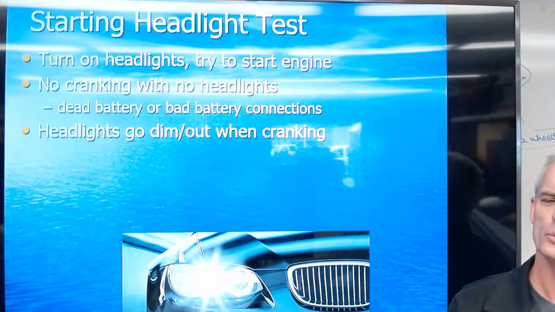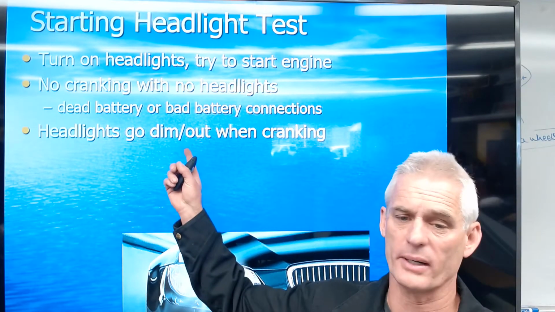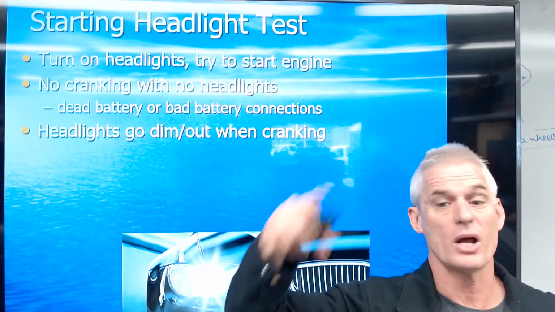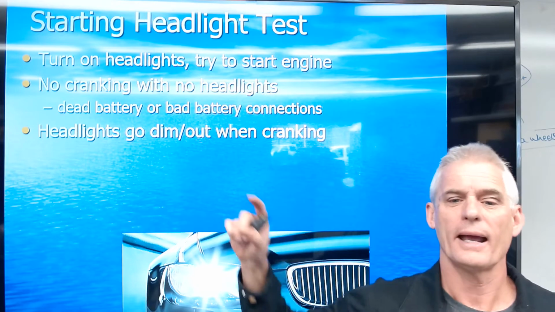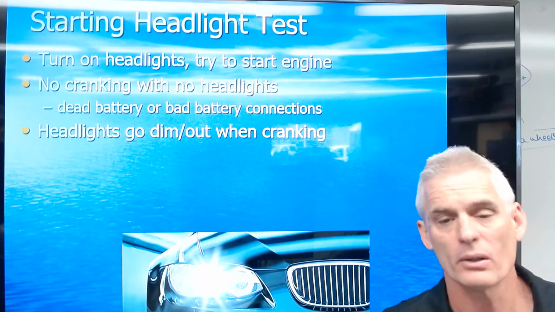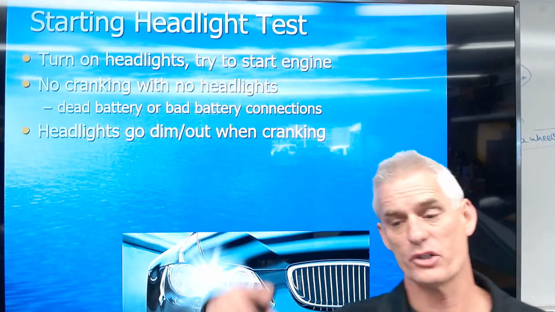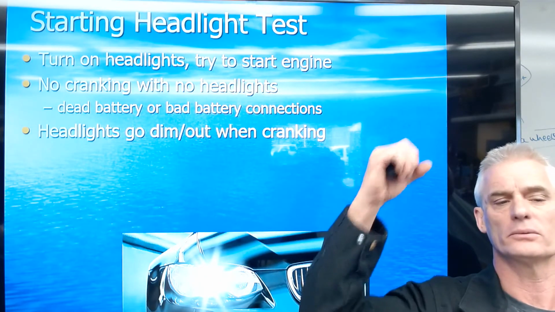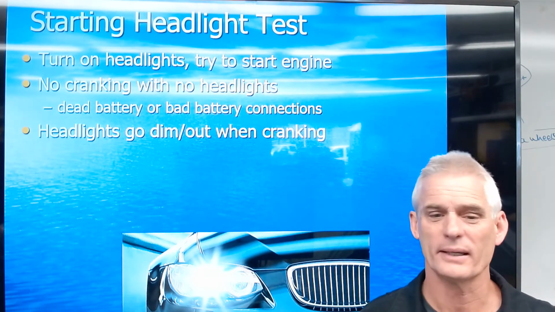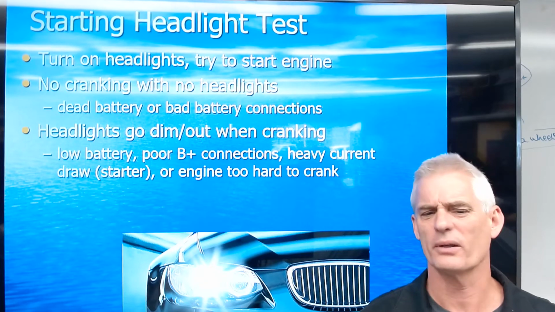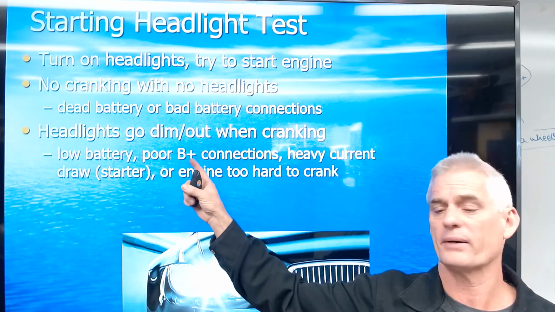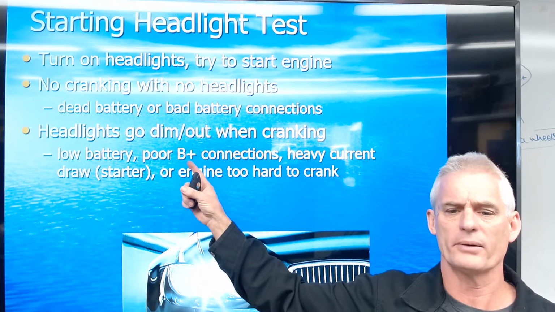If the headlights go dim or out when we're cranking the engine, so we go to crank the engine, but the engine's not turning over, and they dim way down, or they actually go out, or the engine does crank slowly, and the headlights are real dim, or maybe they go entirely out while it's cranking, you can be pretty sure that we've got a battery with a low state of charge. We have poor battery connections, my abbreviation B+ for battery connections.